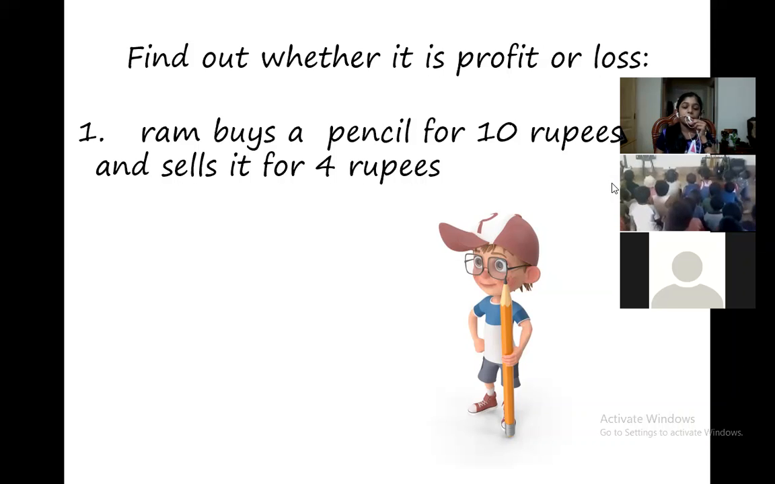Okay, let me say. So cost price is 10 rupees and selling price is 4 rupees. So when the word buy comes, then that is known as cost price. When the word sell comes, then it is known as selling price. Okay? Easy to understand. So now you say whether it is a profit or a loss. He gets a pencil for 10 rupees and he sells it just for 4 rupees. Is it a profit or a loss?